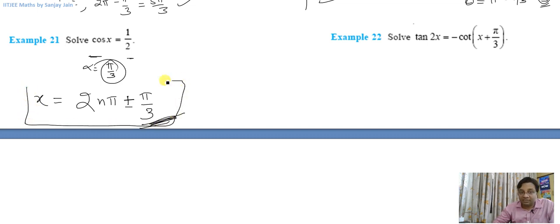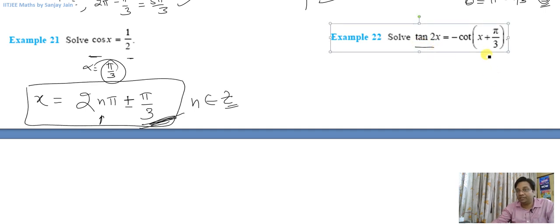Alright, so this is the solution, you don't get confused. This is the solution. N belongs to integers. You put various values of n and you will get various values of x. That is the beauty of general solution. Now on the left hand side I've got tan, on the right hand side I've got cot. So I'll have to convert both sides to the same trig ratio.